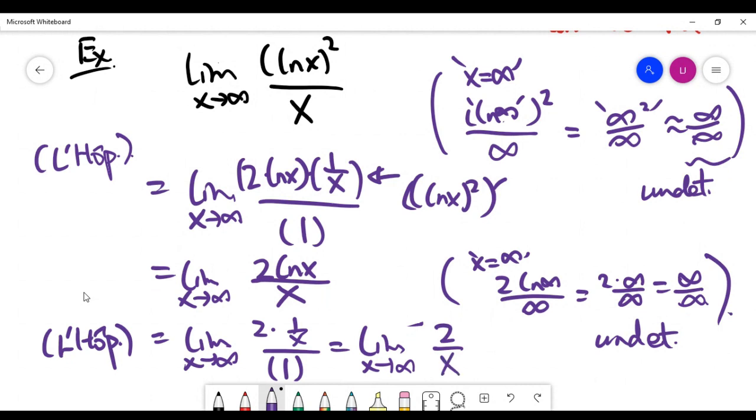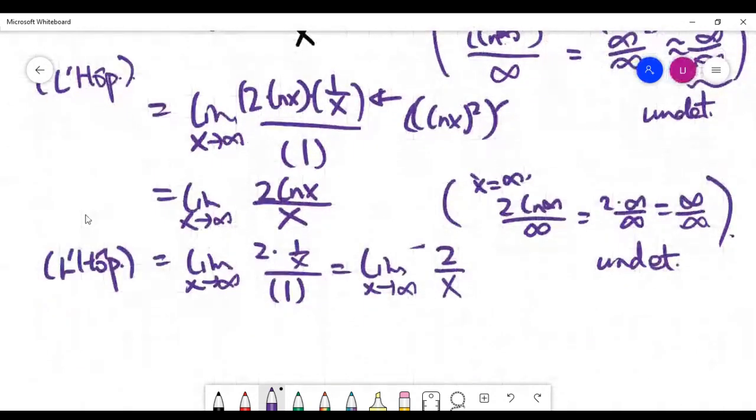which means now you are looking at the fraction 2 over x. And because x goes to infinity, it means conceptually this item is the same as 2 over infinity, which is not undetermined anymore. 2 over infinity is conceptually the same as 0. So that's the answer to this problem.